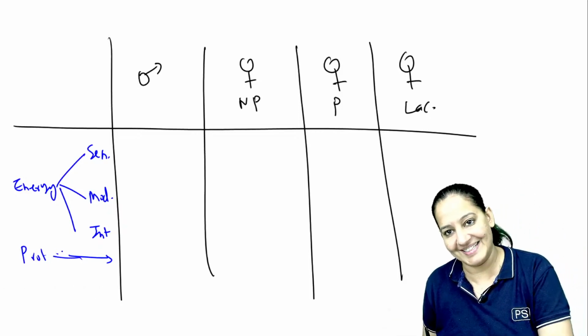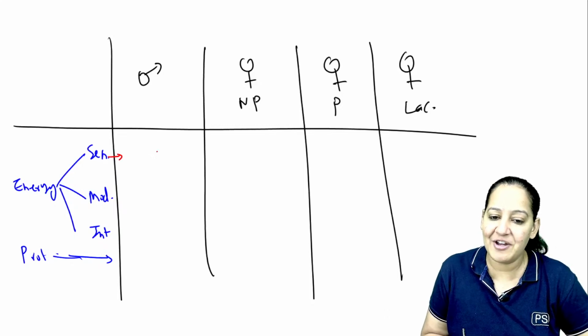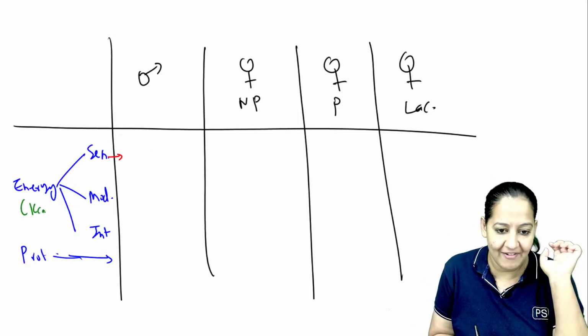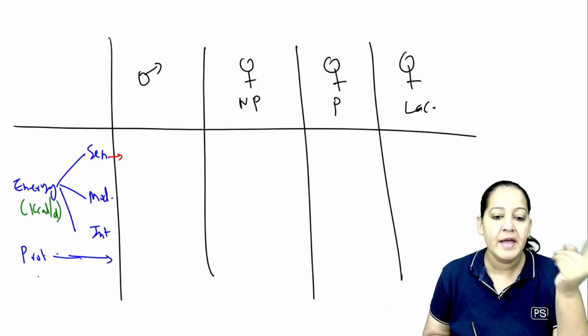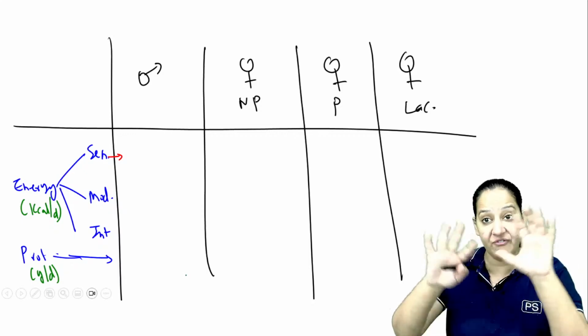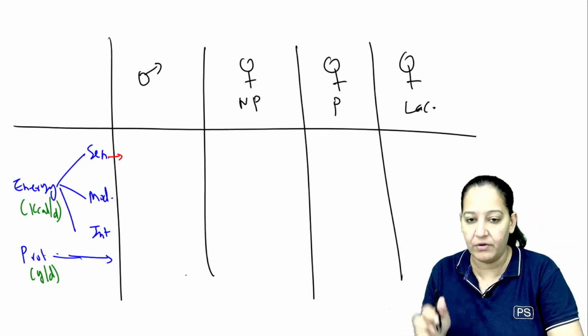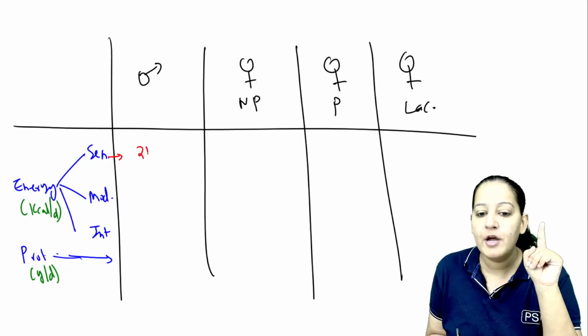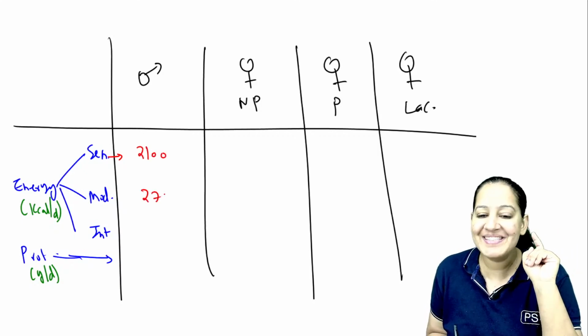Okay, let's start with the sedentary male, the energy requirement. One more thing: energy requirement is in kilocalories per day, per 24 hours, and protein requirement is in grams per day, grams per 24 hours. Every minute thing you have to take care of. Let's start with the male.